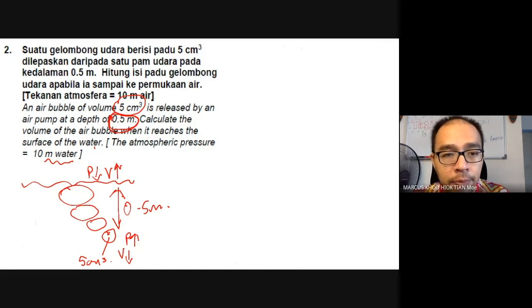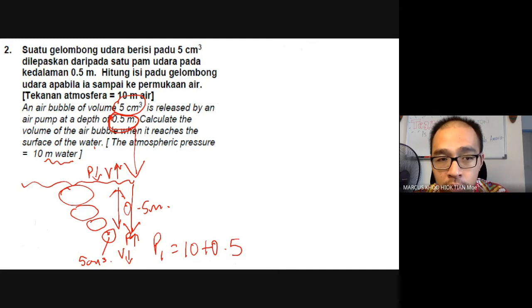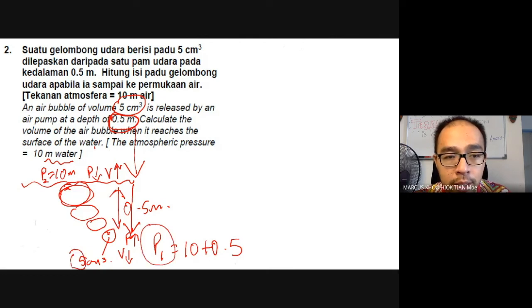So we need to understand that at the bottom of the water, the pressure is equal to the atmospheric pressure plus the depth of the water pressure. So in this situation, the first pressure is 10 plus 0.5, because there's the atmospheric pressure, and then on top of it you add the 0.5 meters water pressure. Whereas at the surface, there is no more depth, so the pressure over here is only 10 meters water. So you have P1, you have V1, you have P2, you can calculate V2.